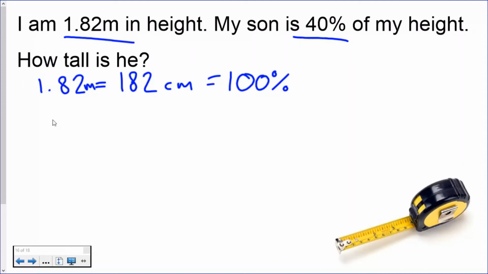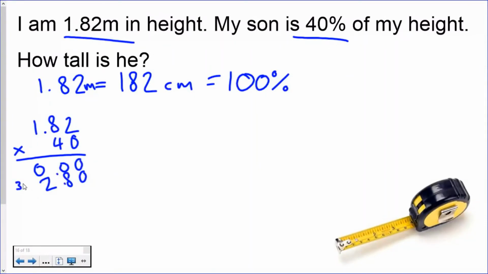So I could do 182 divided by 100, which is 1.82. There's a coincidence. Times that by 40. 0 times 2 zeros. Oh, I'm going to get zeros all along here, aren't I? Placeholder. 4 times 2 is 8. 4 times 8 is 32. 4 times 1 is 4, and that's 72.8. So my son is 72.8. So what I did there was divide by 100 and then times by 40 because I want 40%.